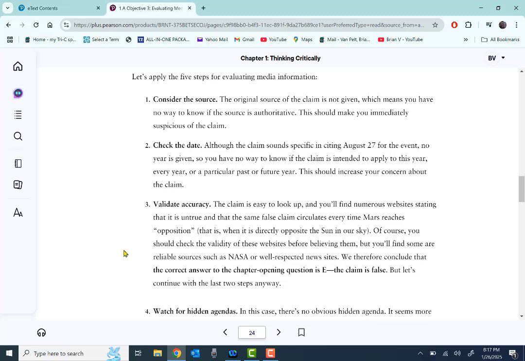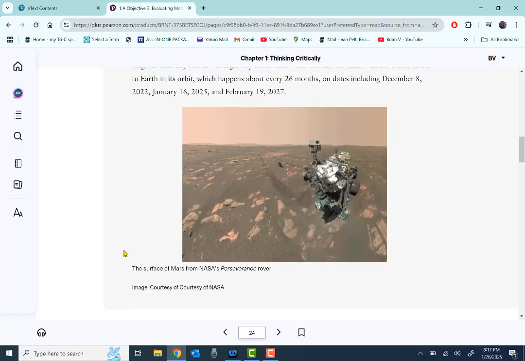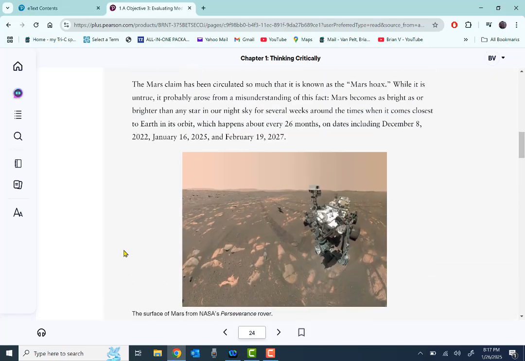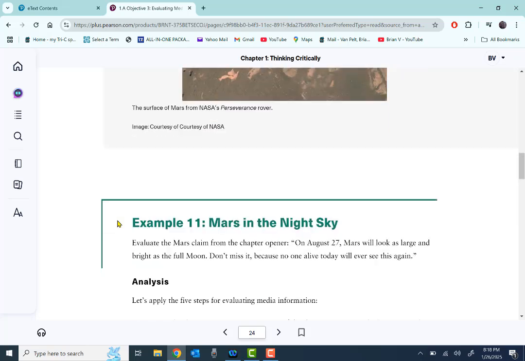Validate the accuracy. Now this we are able to do here. This is the information that we know to be true. Let me come back here. Here we have, we'll start here. Mars becomes as bright or brighter than any star in our night sky for several weeks around the times when it comes closest to the Earth in its orbit, which happens about every 26 months. So let's come back here.